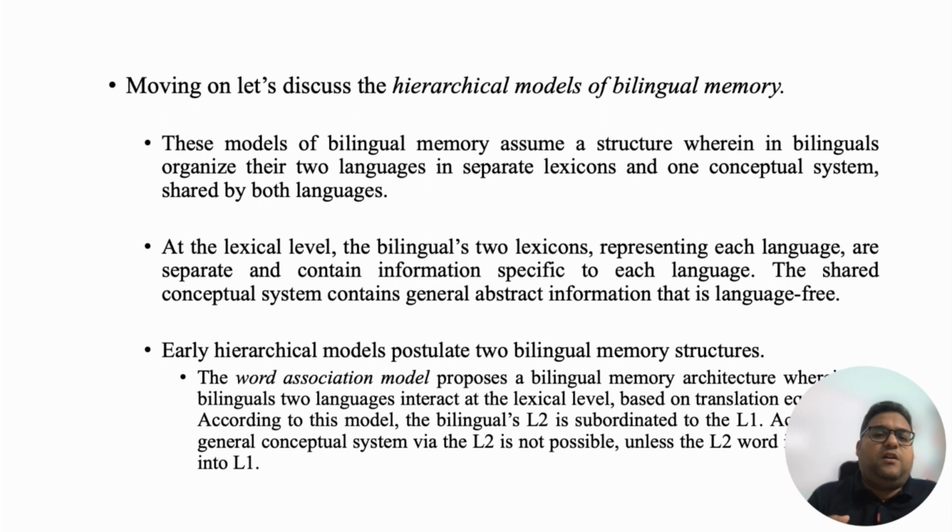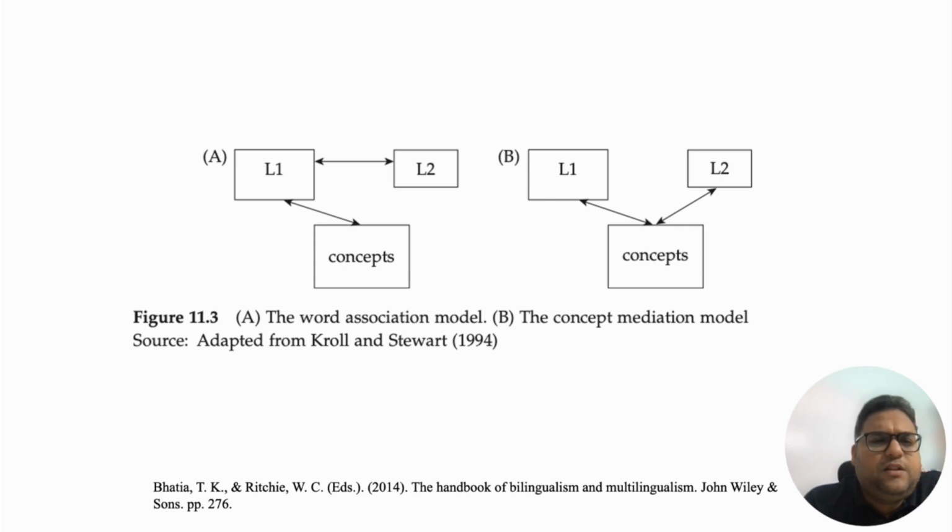So, two kinds of hierarchical models can be talked about. First is the word association model, which proposes a bilingual memory architecture wherein the bilingual's two languages interact at the lexical level based on translational equivalence. According to this model, the bilingual's L2 is subordinated to L1 and everything needs to be first translated into L1, and only L1 can reach the conceptual store, not L2. You can see the figure here. In the word association model, every word from L2 needs to be first translated to L1, which has direct access to the conceptual or semantic store.